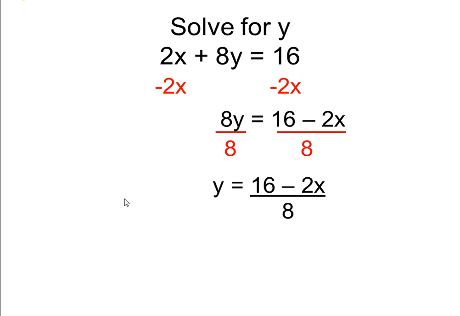But we can simplify this one step further and say that y equals 2 minus 1/4 x. Where does the 2 come from? 16 divided by 8. Where does the 1/4 come from? Negative 2 over 8 can be reduced to negative 1 over 4. So we have negative 1/4 x. Now we have solved this equation in terms of y. Again, does it look any simpler than what it started with? No, not really, and in some cases it's not simpler. But we have used our algebra processes to get y alone and solve for y.